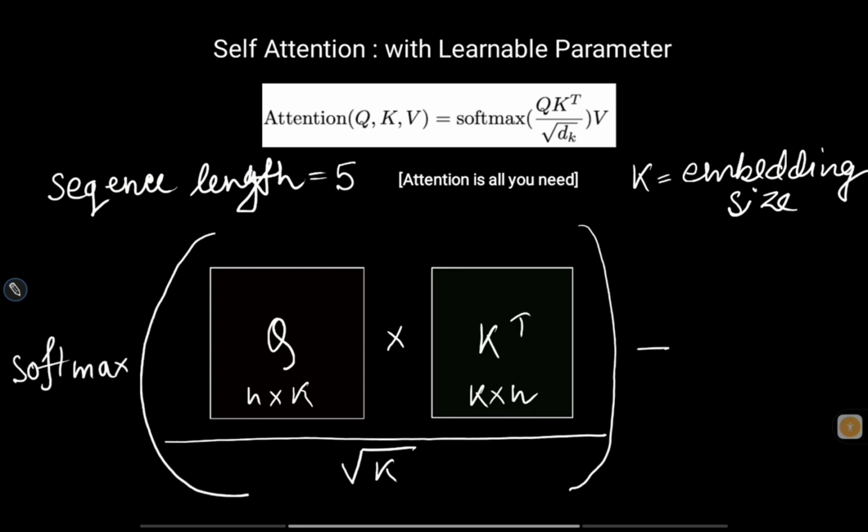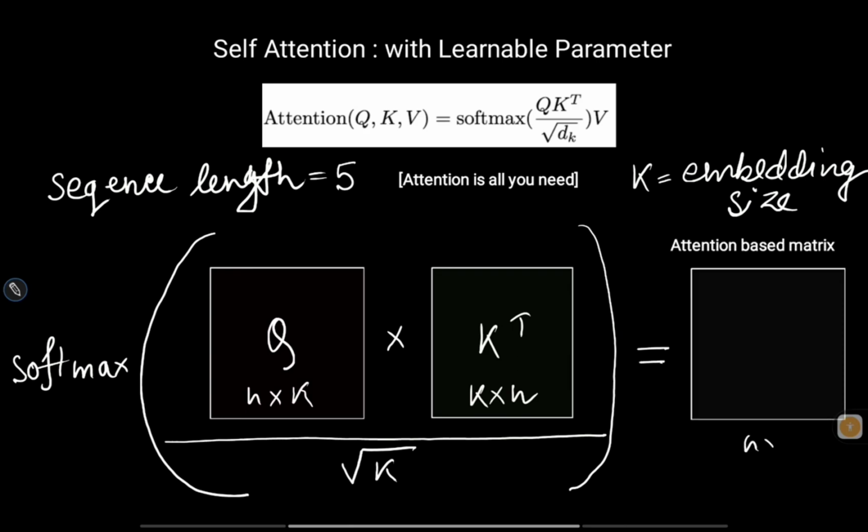Then we do a softmax on top of this whole operation, and we get an output. This output is nothing but an attention-based matrix, and the shape of that is n cross n, right? So this is what we call the attention-based matrix, where each token has an attention score associated with the other tokens present in the input sequence. N is nothing but the sequence length, right?